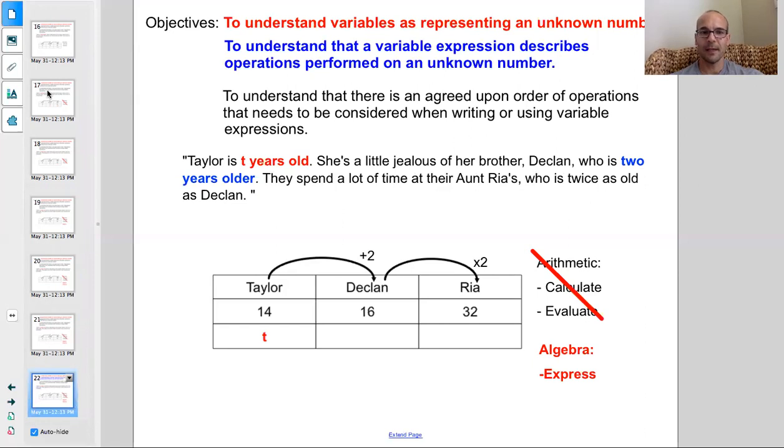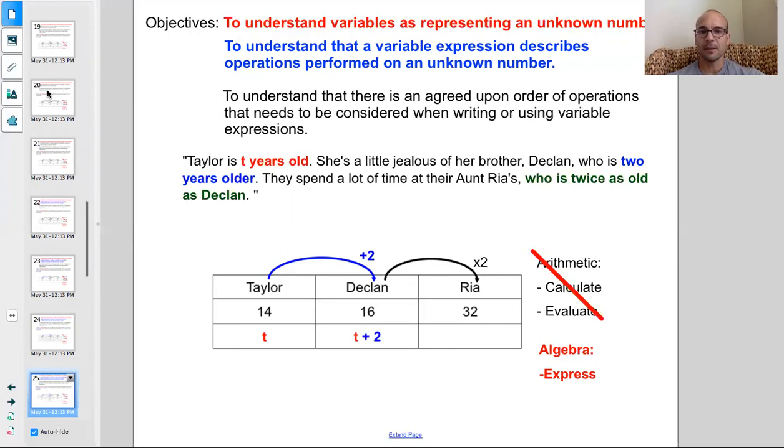First, that Declan is 2 years older, and we could start to use a variable expression, because a variable expression describes operations that we know are performed on an unknown number. So how could we express that we have unknown Taylor and we are adding 2 to unknown Taylor? Well, we could say this: t plus 2. Back when we knew Taylor's age was 14, it didn't make any sense to do this. But if we don't know Taylor's age and we want to continue thinking about the rest of the family here, we would say t plus 2.